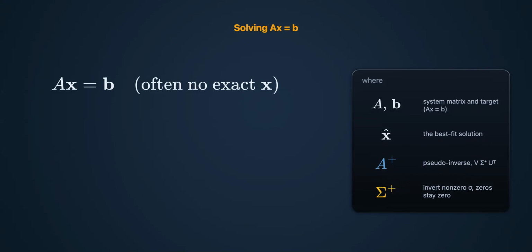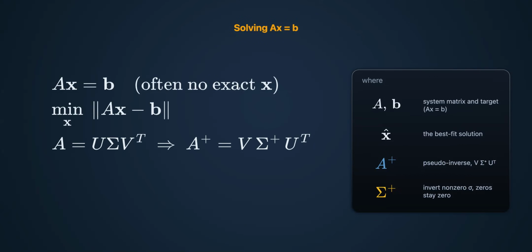Here is arguably the single most used thing the SVD does. Solve AX equals B when there is no exact answer. Usually AX equals B has no exact solution. A tall, skinny A with more equations than unknowns. So we settle for the closest thing. Find the X that makes AX as close to B as possible. That is least squares, the backbone of regression and curve fitting. The SVD hands you the answer.